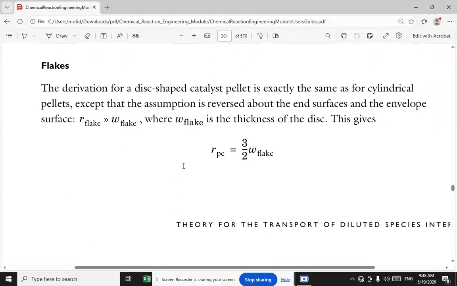The derivation for a disc-shaped catalyst pellet is exactly the same as for cylindrical pellets, except that the assumption is reversed about the end surfaces and envelope surface.